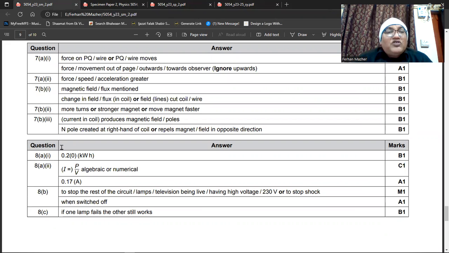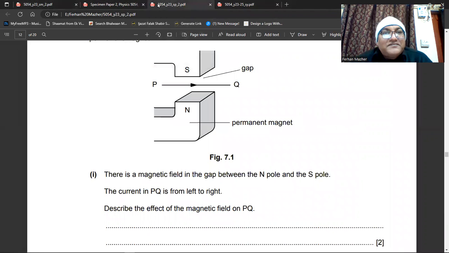So there's a force on the PQ wire, the wire moves, force movement out of the page towards the observer. Okay, so our answer is right, sir.